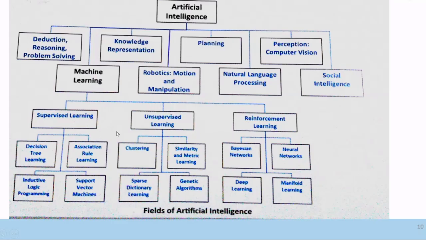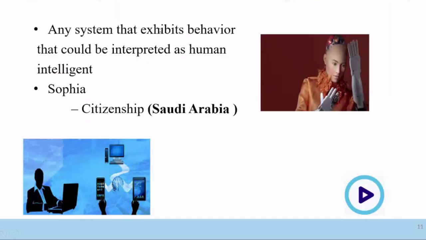Supervised, unsupervised, reinforcement: again, how these learning techniques are broadly classified. See here, supervised: decision tree, association rule mining, inductive logic, support vector machine. There are so many varieties. Similarly, unsupervised learning: clustering, similarity and metric learning, sparse dictionary learning, genetic algorithms, Bayesian. Then reinforcement learning, neural networks, deep learning, manifold learning, everything. Then see here, artificial intelligence is any system that exhibits behavior that could be interpreted as human intelligence.